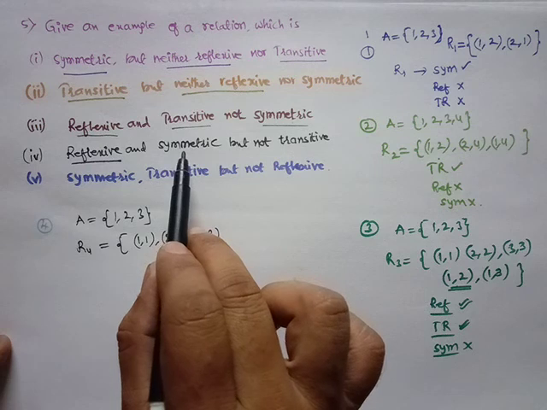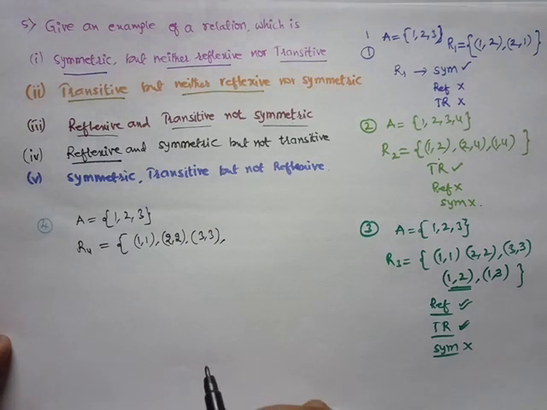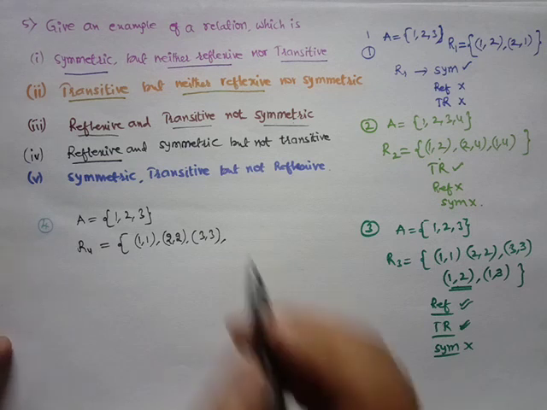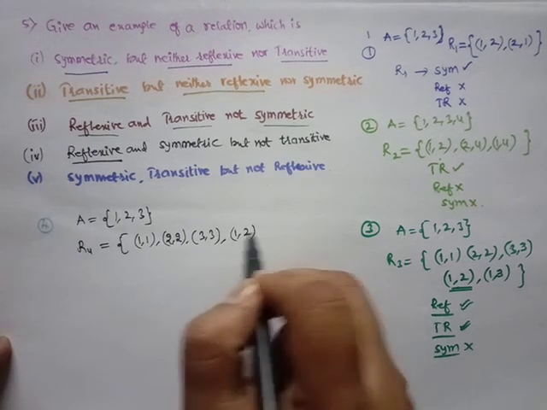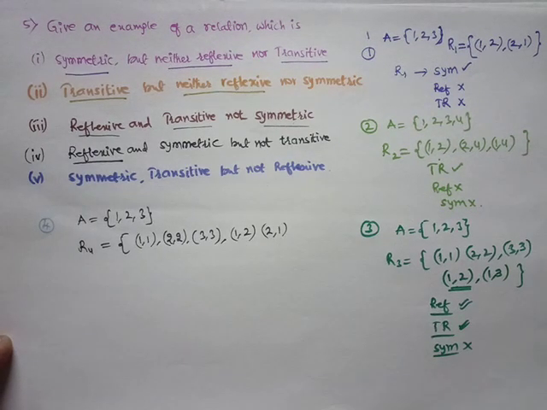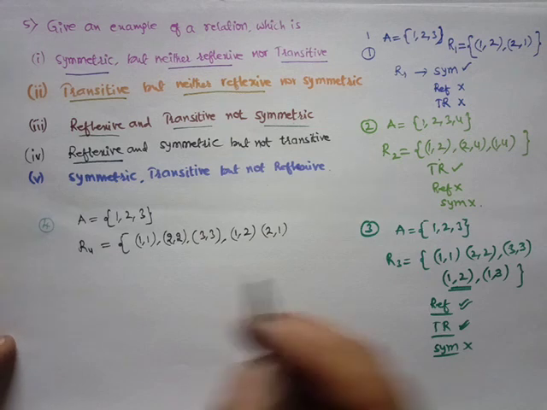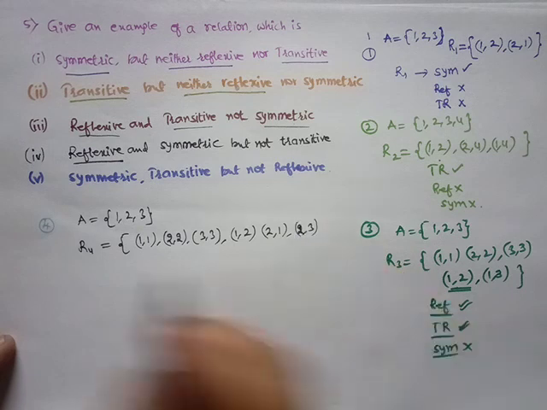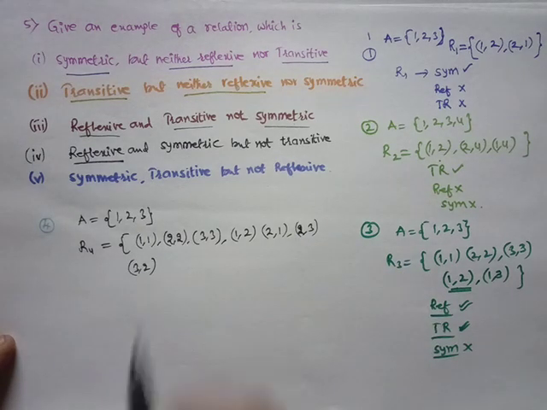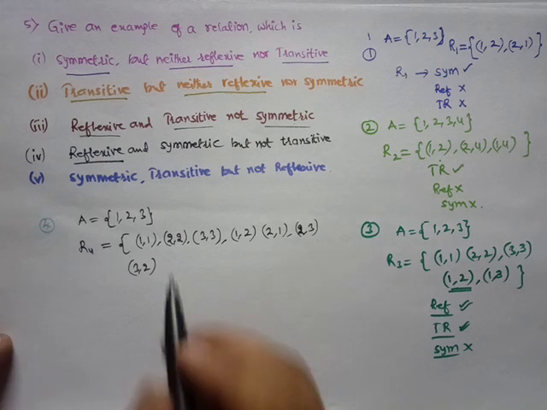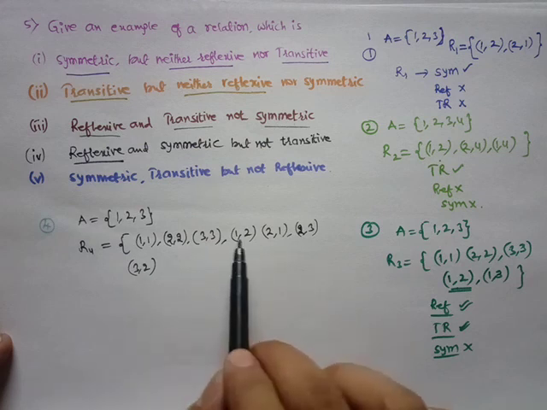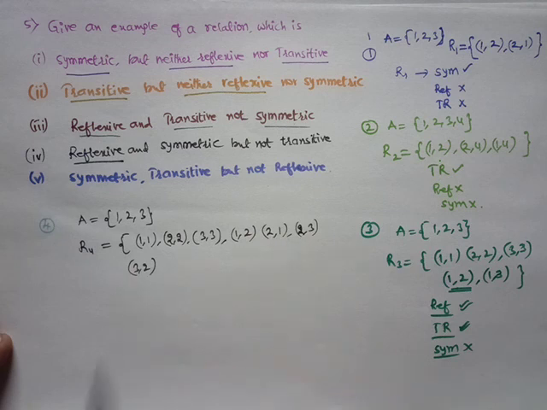Then it should be symmetric also. It should be symmetric: if (1,2) is present, then (2,1) should be present. If (2,3) is present, then (3,2) is also required to be present. Now just keep it aside. Now it is symmetric. (1,2) is present, (2,1) is also present, (2,3) is present, (3,2) is also present.